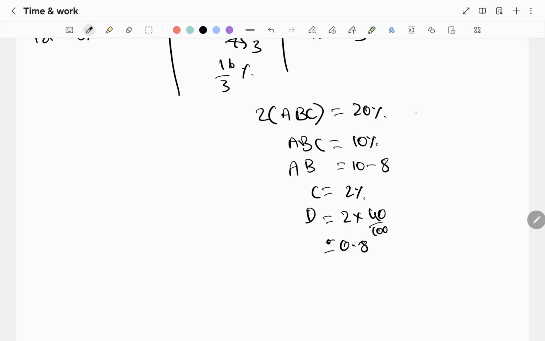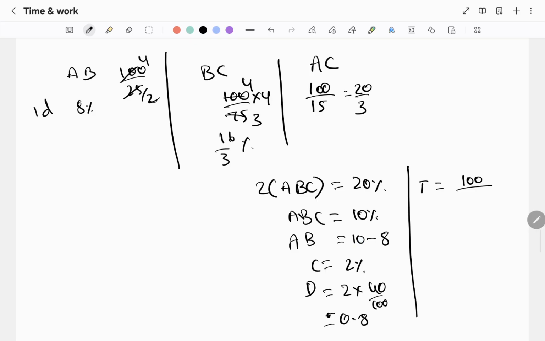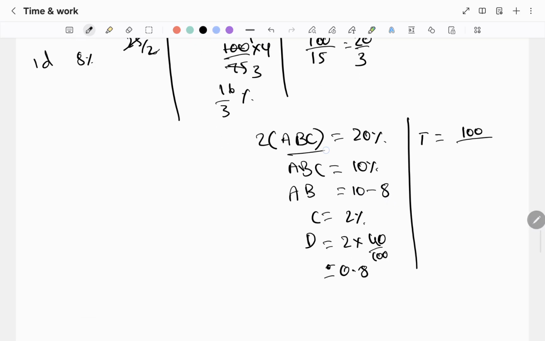So now all together will do the work in... so time is equal to, for ABCD, 100 by total. ABC we got 10, and D we got 0.8. So 10.8. So that we can write as 1000 by 108. So 250 by 27. This will be 250 by 27.